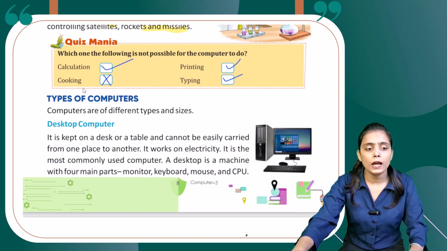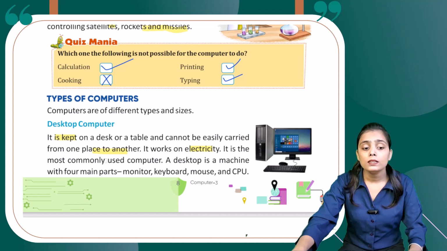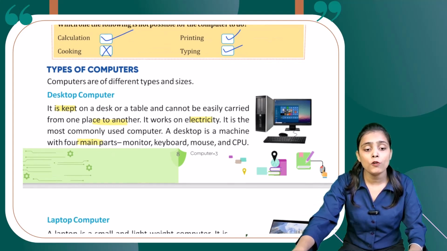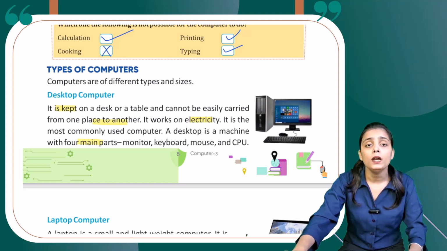Now let's see the types of computers. Computers are of different types and sizes. Okay, so the desktop computer is kept on a desk or a table and cannot be easily carried from one place to another. It works on electricity. It is the most commonly used computer. A desktop is a machine with 4 main parts, which we have already covered in the previous classes. So monitor, keyboard, mouse and CPU are the main parts of the computer, right?